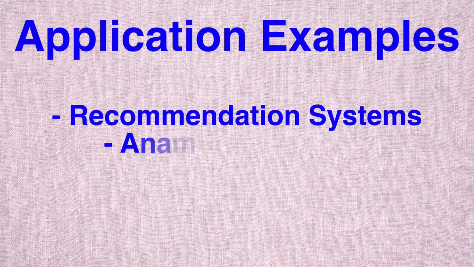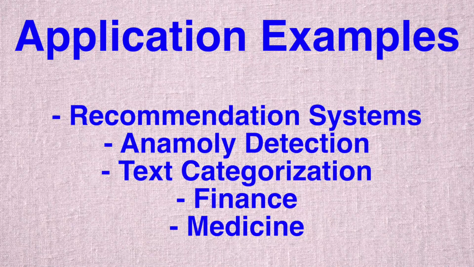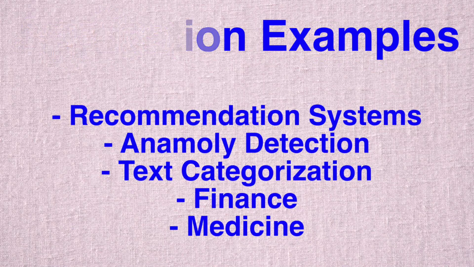Now coming to some popular application examples of applying the k-nearest neighbor method. It has been used in recommendation systems, anomaly detection, text categorization, finance, and medicine. So next we see how we apply the k-nearest neighbor method to classification as well as regression.